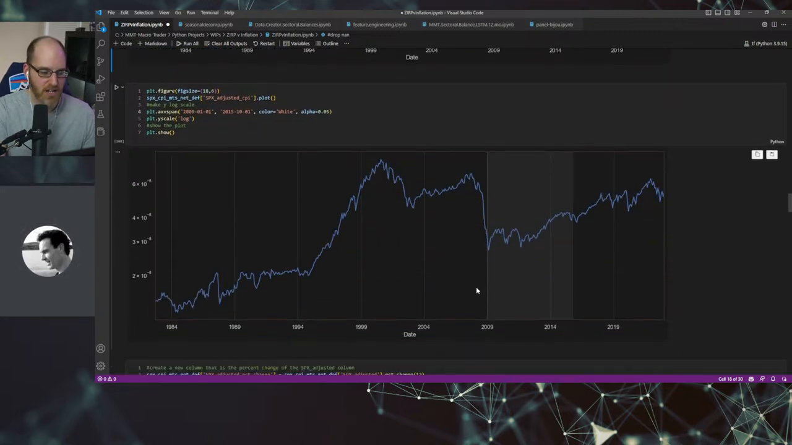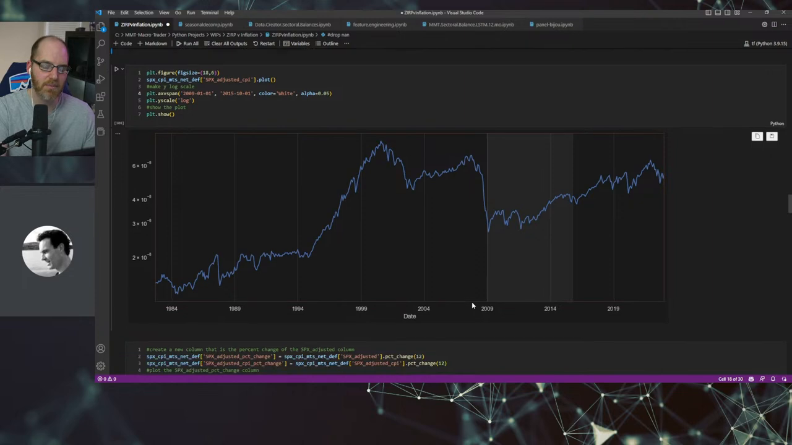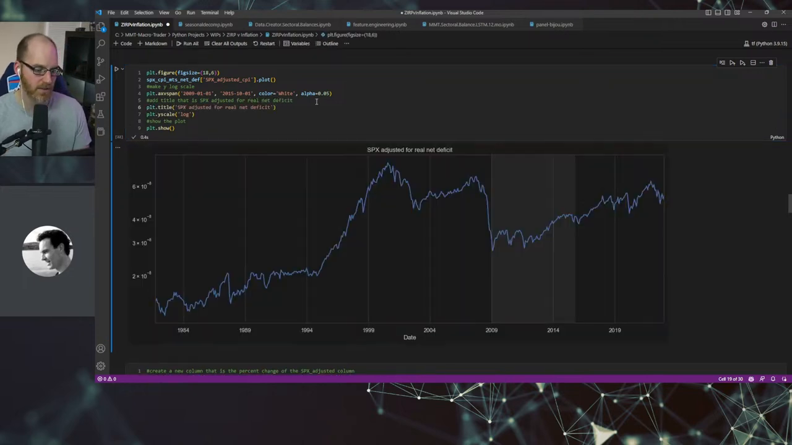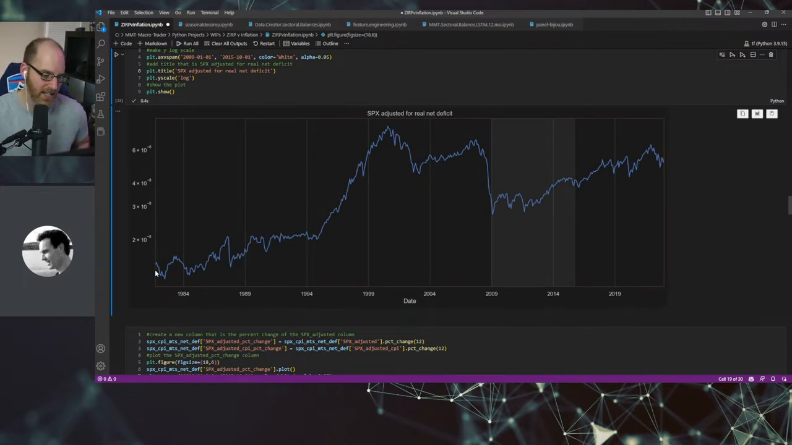Next up, I also wanted to do CPI, the real rate of government spending adjusted, right? So that's what this is. Or the real government spending, CPI adjusted, so we can add a title that is net deficit for real net deficit. We can rerun that with the title. So there's that. And again, you can just see that. It's not the government spending, is it?